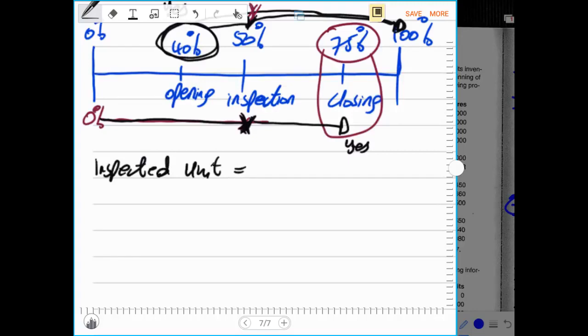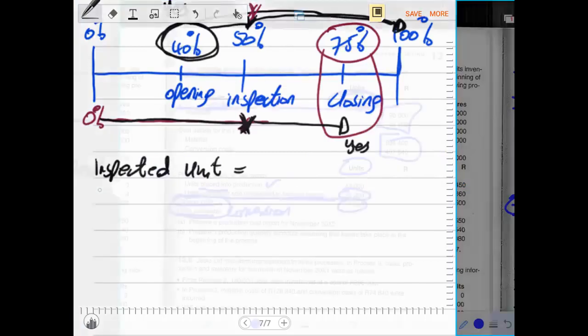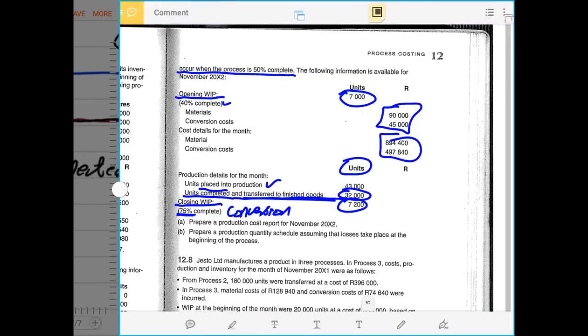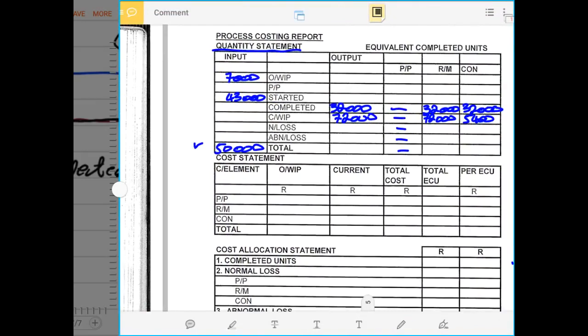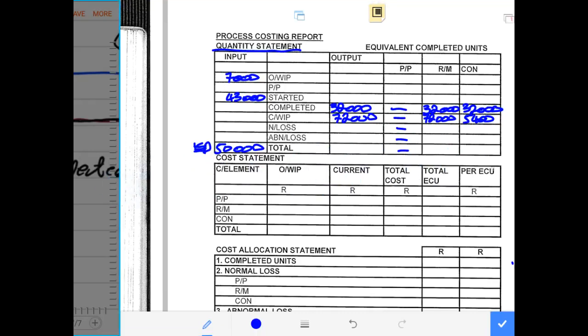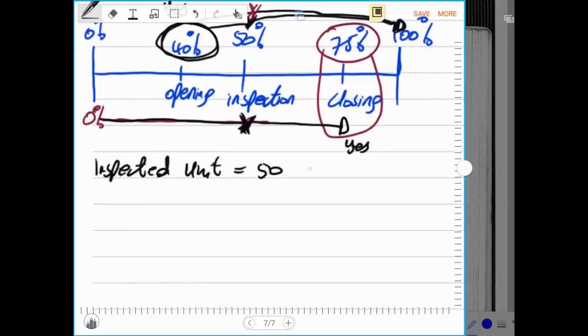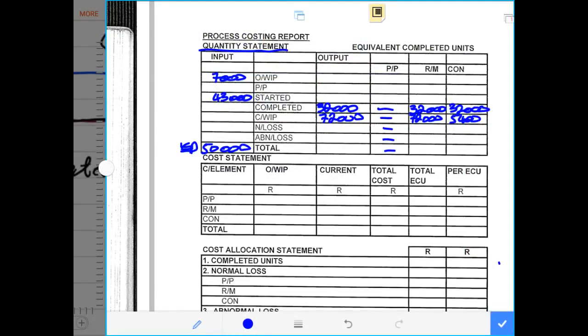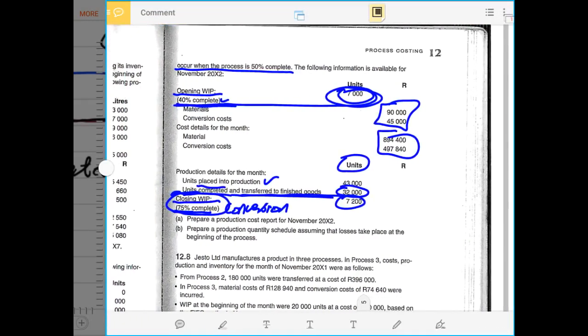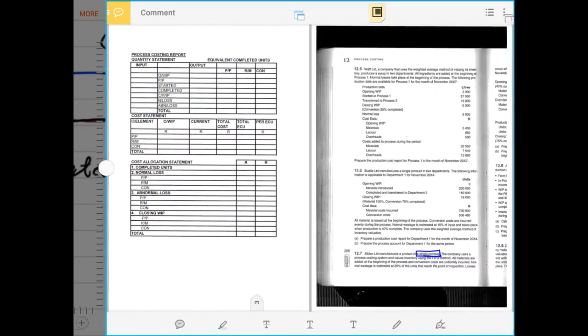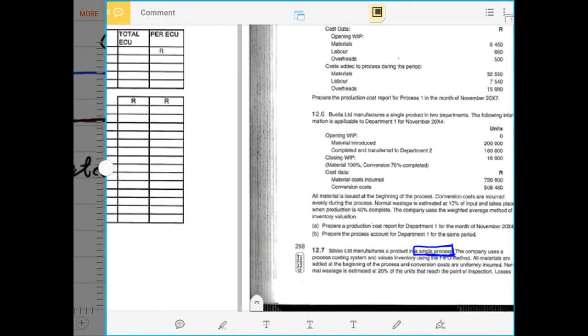Inspected units will be the total input output. And our total input output, we know that it is a total of 50,000. Here is our total input output that we're talking about, total of all of them. So now it means our units inspected will be 50,000 units. We don't deduct anything. We multiply that by the percentage of the loss, and let us check what is the percentage of the loss that we are dealing with. The percentage of the loss, I think it was given to us as 20%. They said normal loss is 20% of the units that pass the point of inspection.